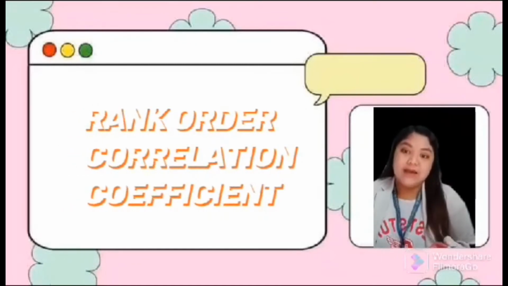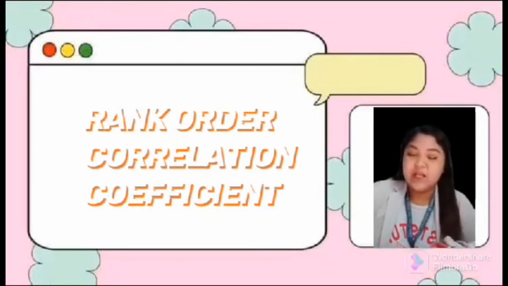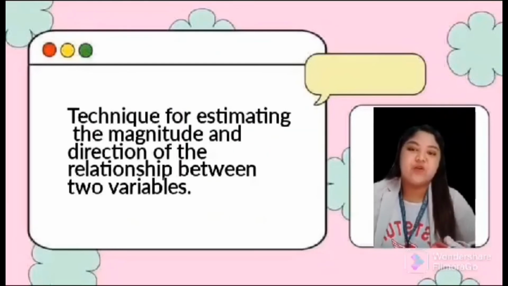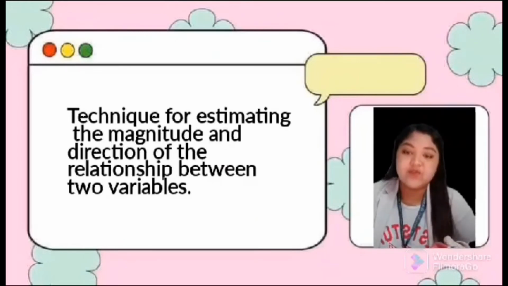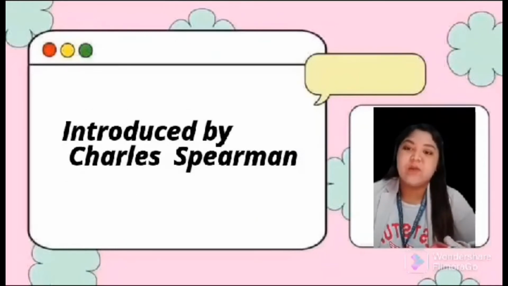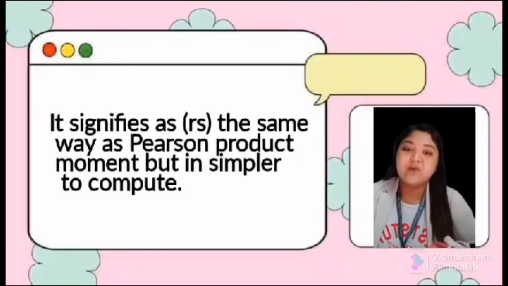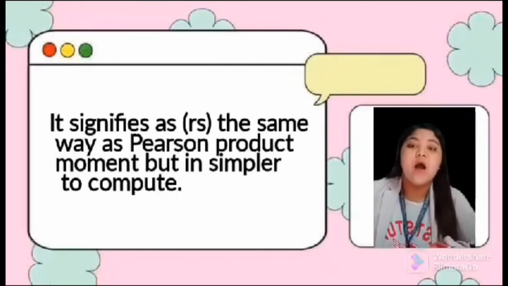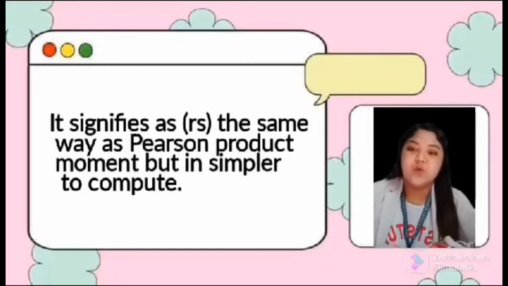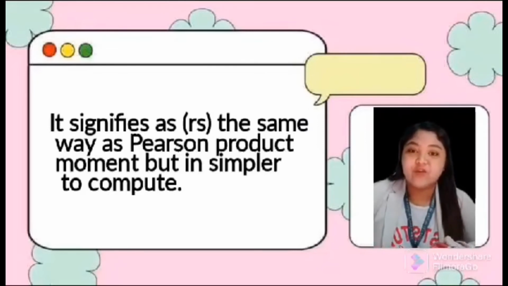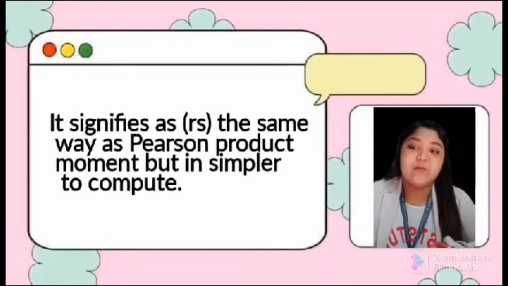So the third and last one is the rank order correlation coefficient. It is another technique for estimating the magnitude and direction of the relationship between two variables. This technique was introduced by Sir Charles Spearman. Spearman's correlation coefficient, or RS, is interpreted in essentially the same way as Pearson's product moment, or letter R. So they have similarities, but this one is simpler to compute.